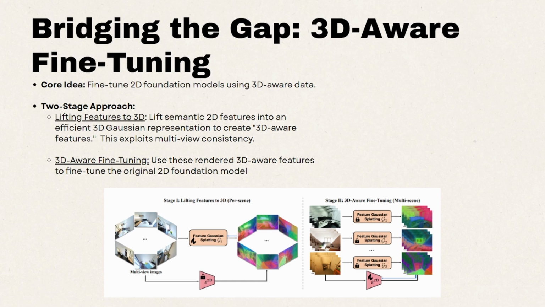In the second stage, these generated 3D aware features are used to tune the original 2D foundation model. The hypothesis is that this process will transfer 3D awareness into the 2D model, leading to richer and more robust features that improve performance on tasks that benefit from a 3D understanding. Some examples of these tasks can be semantic segmentation and depth estimation.